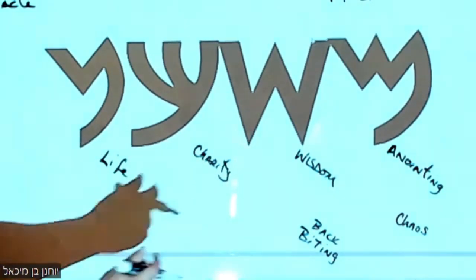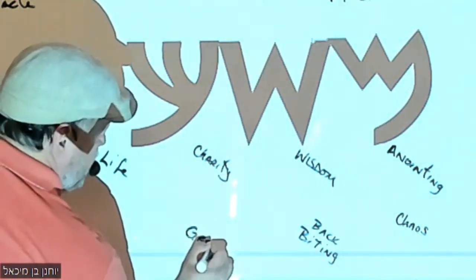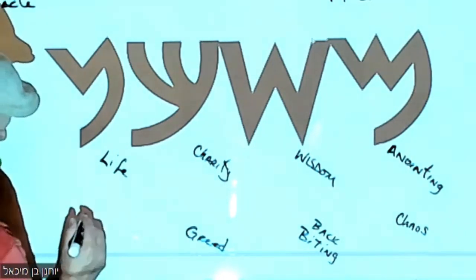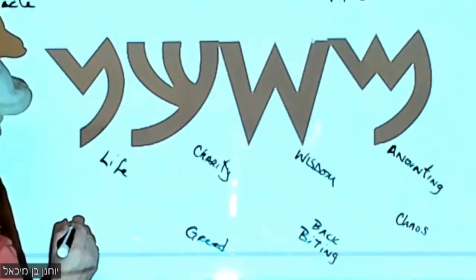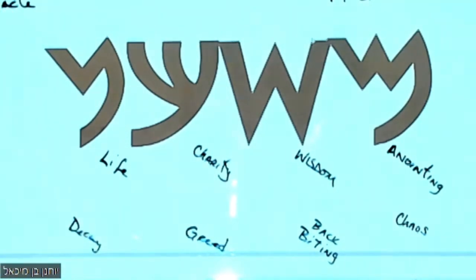All right. So what do we have on the negative side of the kaf? What's the opposite of charity? Or greed, avarice, as the King Jameses want to call it. All right. And then what about on the other side? What's on the negative side of the life? Let's say decay, both physical and moral. Okay.